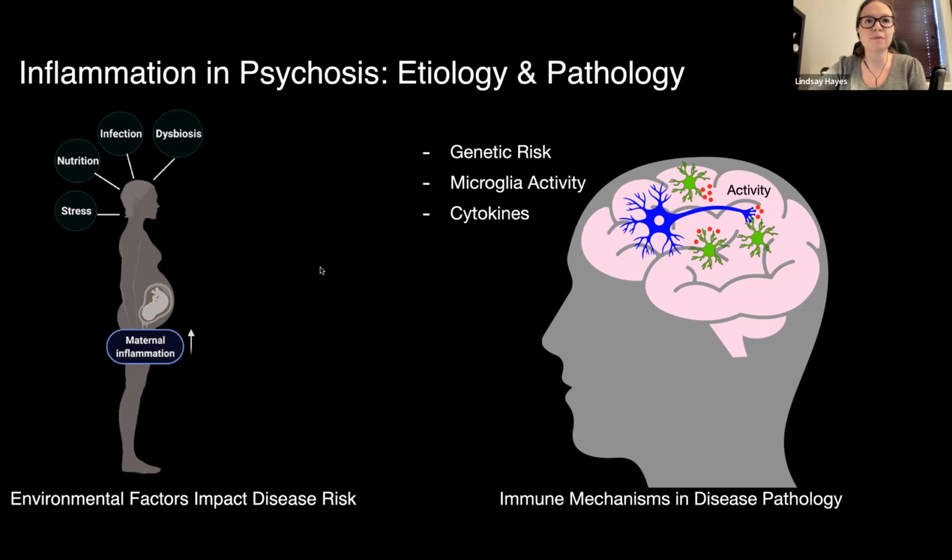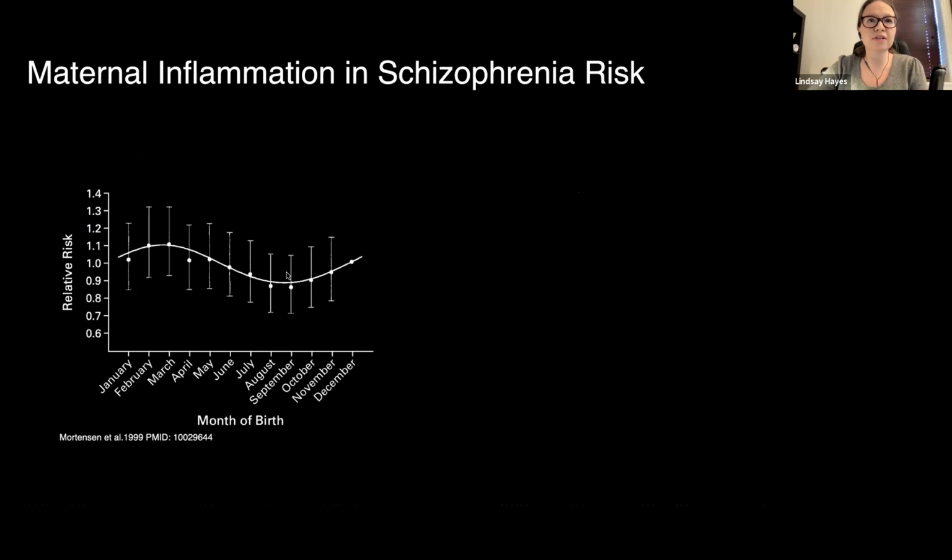First, I want to show you some of the evidence for maternal inflammation and disease etiology. Some of the earlier studies were from a season of birth study that found a slight increased risk of schizophrenia for patients that were born in spring months, about a 1.1-fold increase in relative risk. This led to the hypothesis that maybe gestation during cold and flu season may be responsible for this effect.